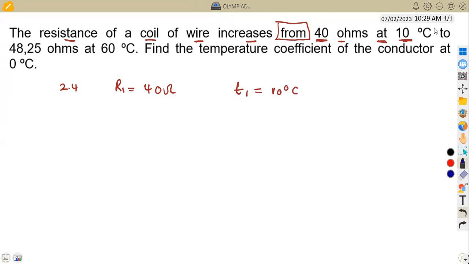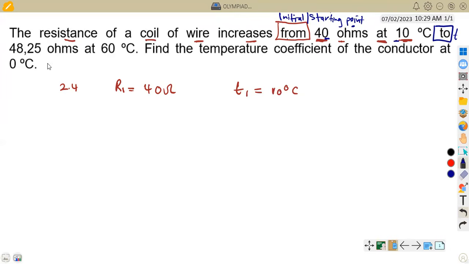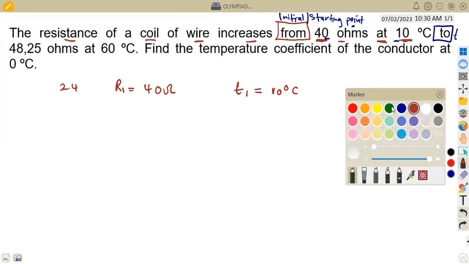Then to, that is now the second one, that is our T2 or our R2, whatever. But from, that is the initial, your starting point, the point from where it is given, that is where you are starting. So that's your R1, your T1. That is where we are having the second points now, which is our R2 and T2 in this case. All right, so that is what we can have.